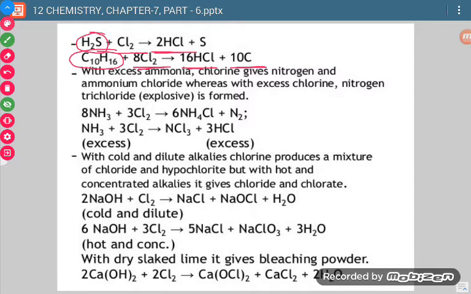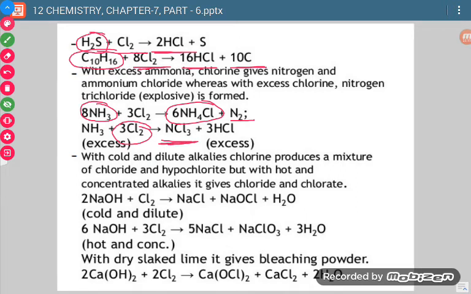Okay. Now see what we are saying. We are saying that if we take ammonia in excess, then nitrogen gas is formed along with ammonium chloride, and if we take chlorine in excess, then this explosive is formed. NCl3 is an explosive.